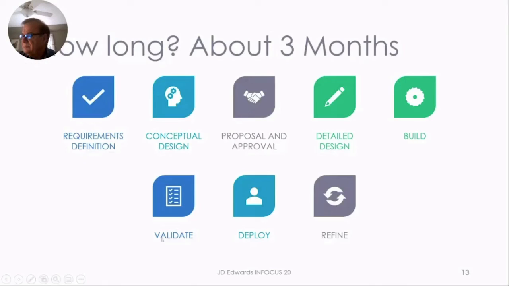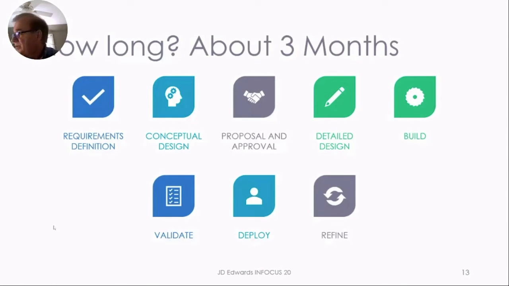How long did it take? Well, we did our requirements definition, approximately 3 months till we brought the coding system into production. We did a very extensive requirements definition. We went into a conceptual design and a work session. We proposed and got approval from the steering committee and the technical committee.